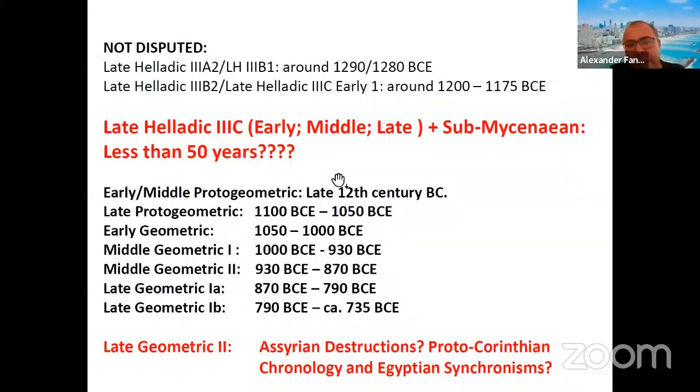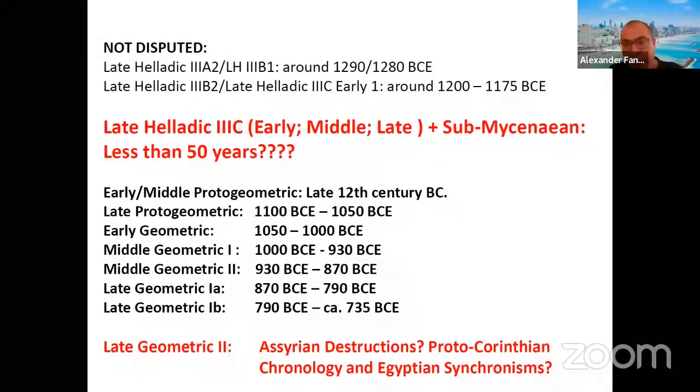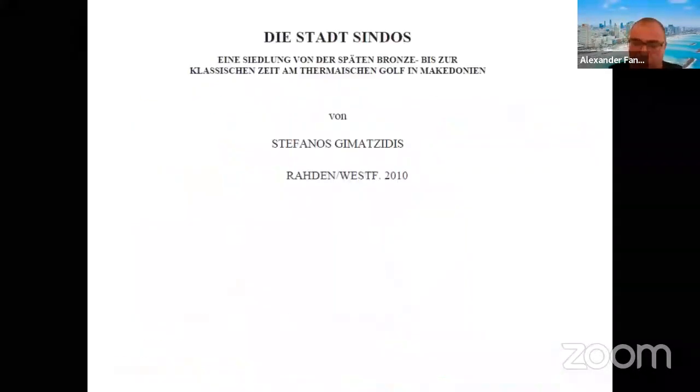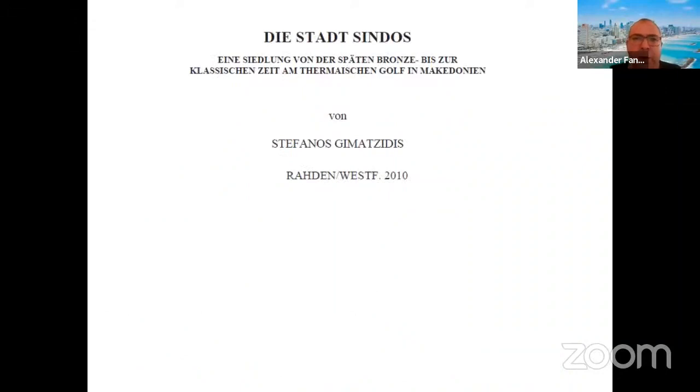That means if we accept these new dates from Syndos, that means that we should squeeze the entire late Helladic, which by all means should be very long, actually. It's early, middle, and late. Plus sub-Mycenaean, we should squeeze all this into less than 50 years. In my opinion, this is simply impossible. So if it's impossible, so what's going on? Why do we have these dates in such high dates in Syndos?